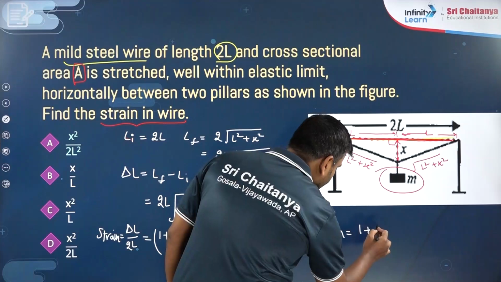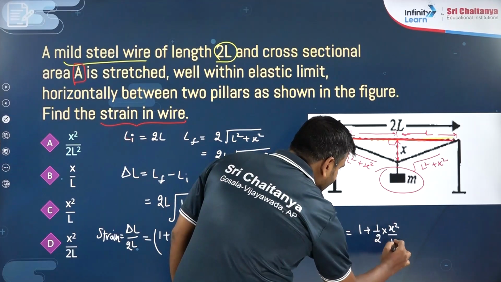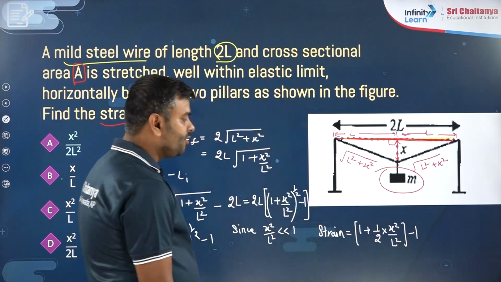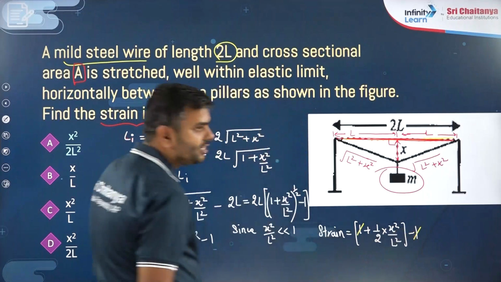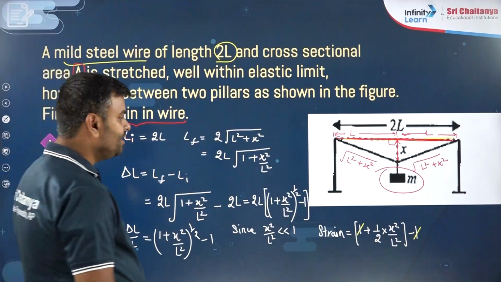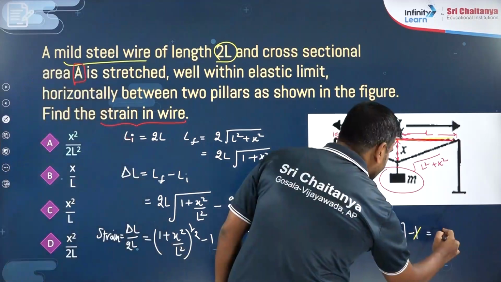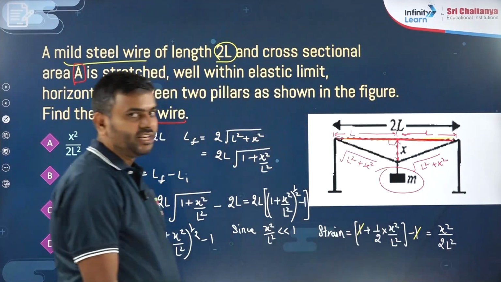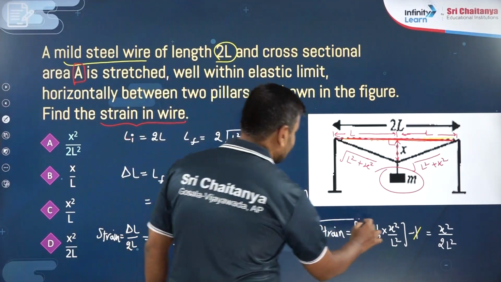So this will come out to be what? 1 by 2 into x square by L square. Okay, and this minus 1. So now you can see that this one will get subtracted with this one and 1 will get cancelled. So finally the answer which is left with us will be x square by 2 L square. That will be the final answer we have. That will be the final answer for the strain value we have.